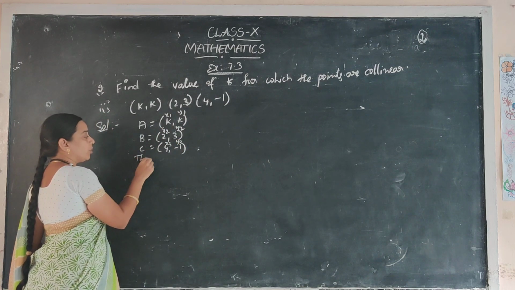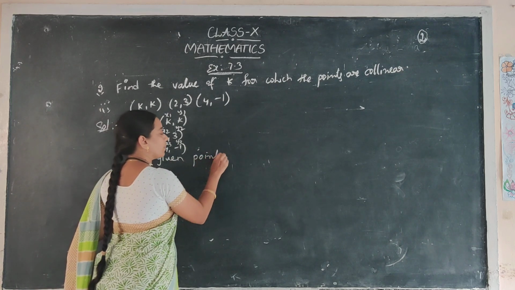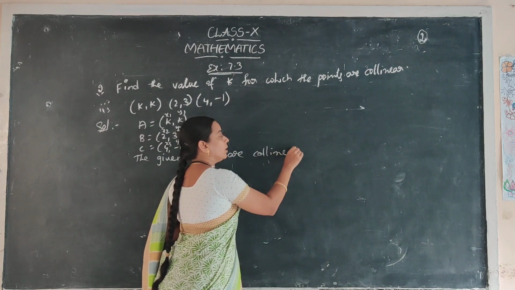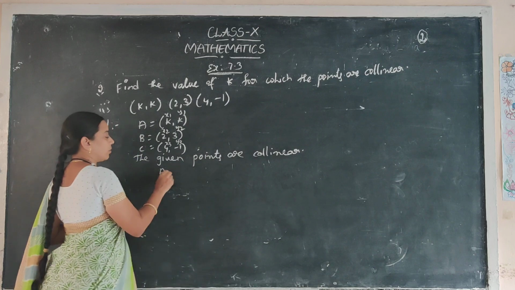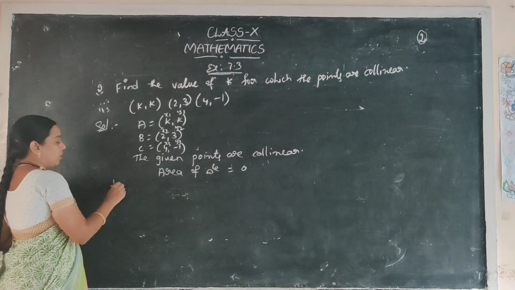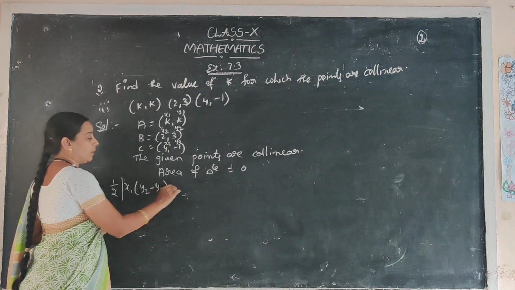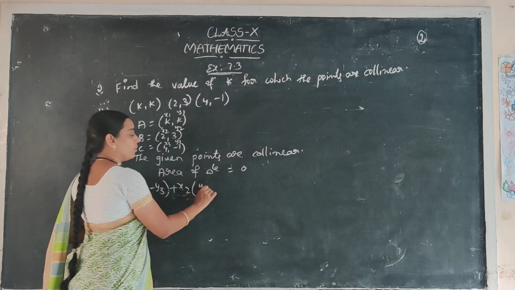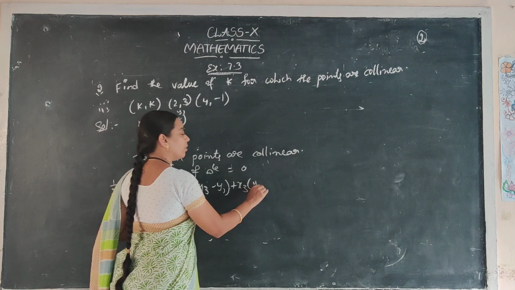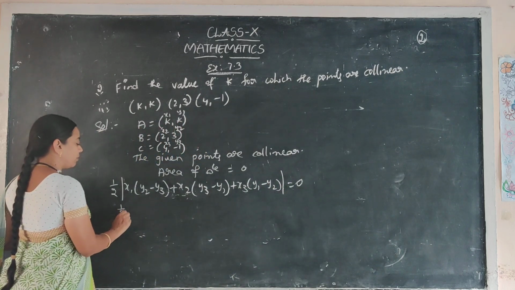Here also the given points are collinear. Given points are collinear, so the area of the triangle is 0. So half of x1 of y2 minus y3, plus x2 of y3 minus y1, plus x3 of y1 minus y2 is equal to 0. Now substitute the values here.